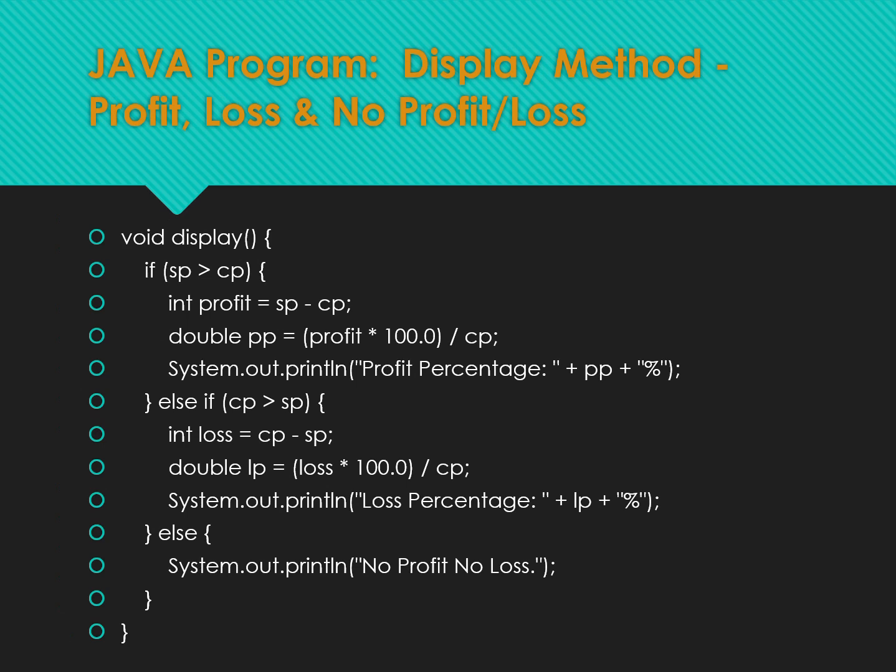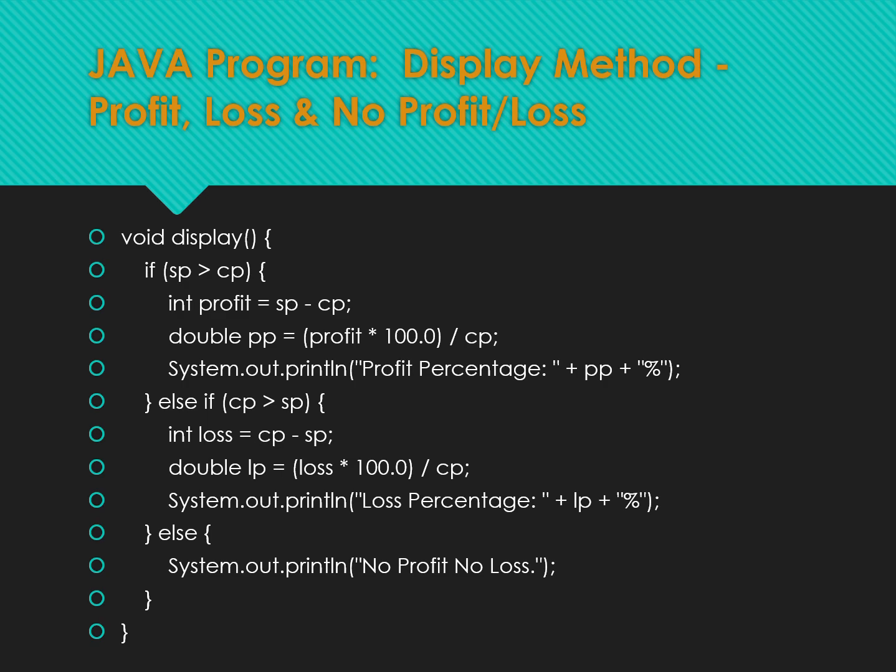Now let's explore the heart of our program, the display method. This method determines whether the transaction resulted in a profit, a loss, or neither. We begin by checking if the selling price is greater than the cost price. If it is, we calculate the profit as the difference between selling price and cost price. To calculate the profit percentage, we multiply the profit by 100 and divide by the cost price. The result is printed using System.out.println.